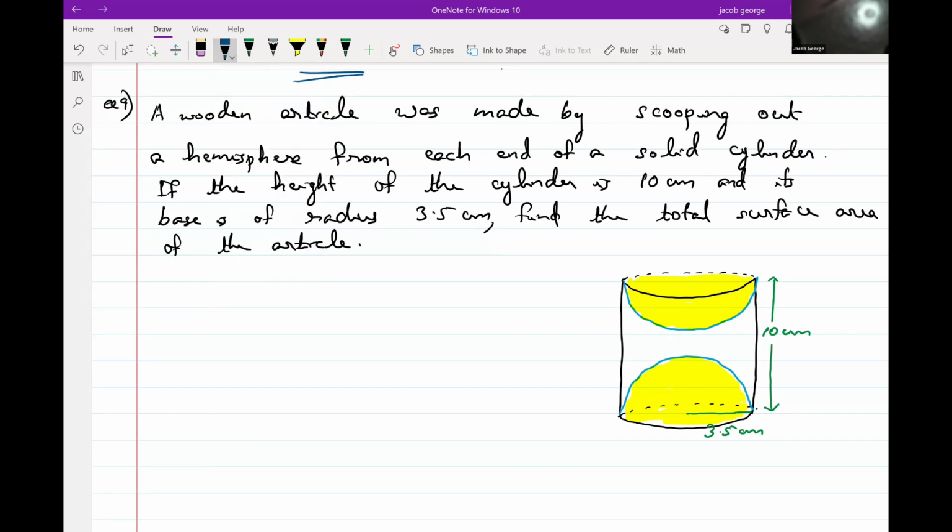Cylinder: radius and height are there. Radius R is equal to 3.5 centimeters. 3.5 can be taken as 7/2 if required. Okay, we'll check the calculation and we'll take accordingly. Then height H is equal to 10 centimeters.